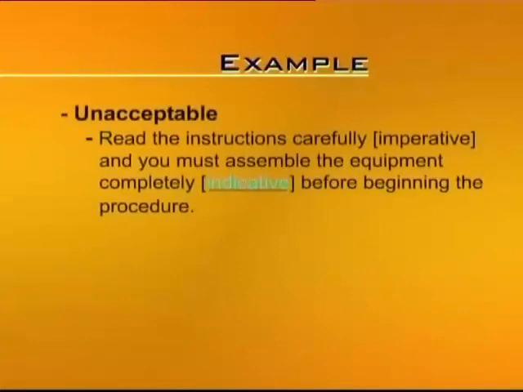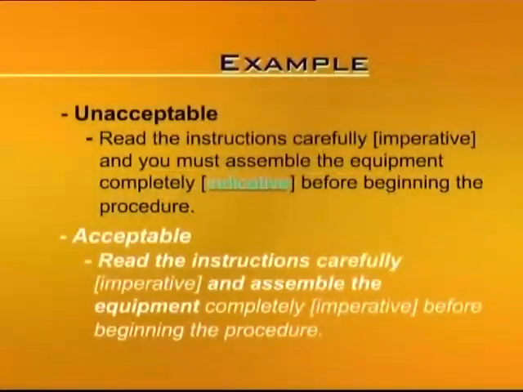It would be unacceptable to say, read the instructions carefully, जो कि imperative mood है, and then to continue the sentence in the indicative mood by saying, and you must assemble the equipment completely before beginning the procedure. यहाँ आपने imperative और indicative को combine कर दिया है. Now let's have a look at the acceptable version. It would be better to say, read the instructions carefully and assemble the equipment completely. दोनों imperative में हो गए, दोनों instructions हो गई, order सा हो गया, before beginning the procedure.